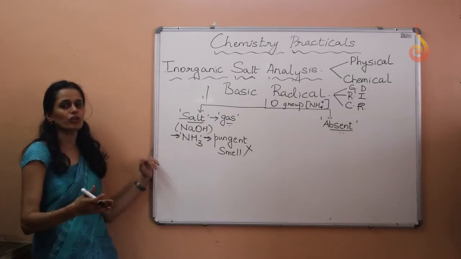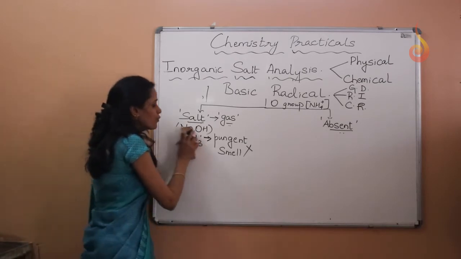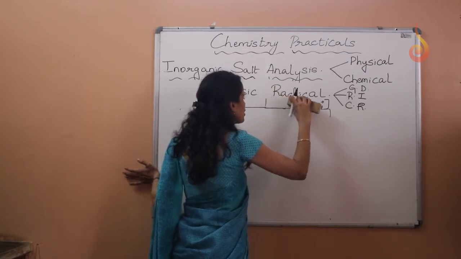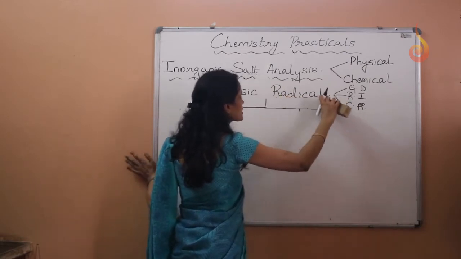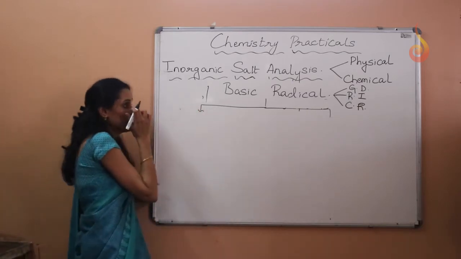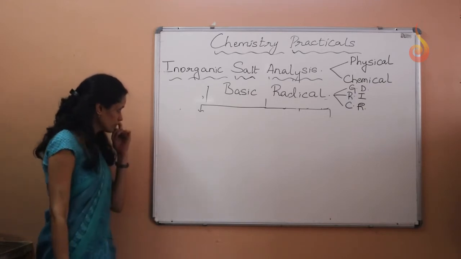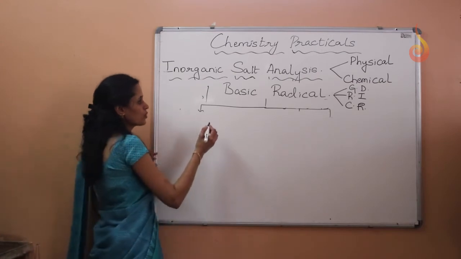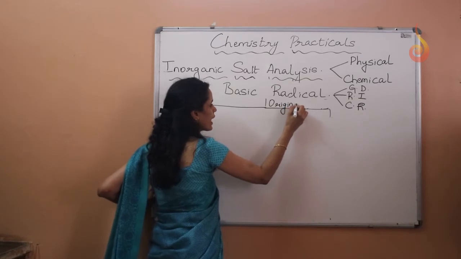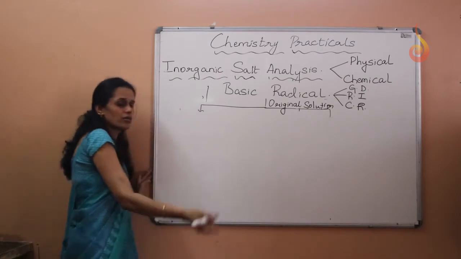Once we know that the zero group ion is absent, then the radicals may be from the first group, second group, third group, fourth and so on. After we complete ammonium ion detection, next we prepare the salt solution. It depends completely upon the solubility of the salt.